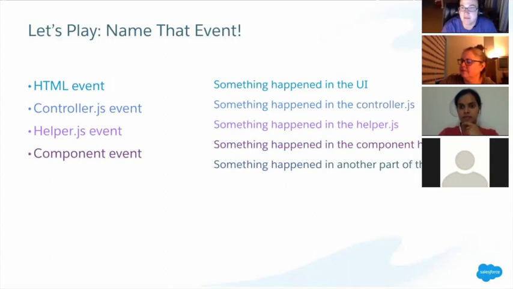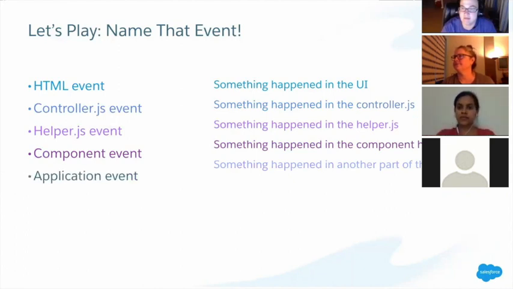This last one, something happened in another part of my application. It could be another component or somewhere else. There we go. Now we're getting it. Our application event, indeed. So I feel like we're getting the idea that when we think about events, think about where it's coming from. And that's going to help you know what kind of thing you're dealing with.